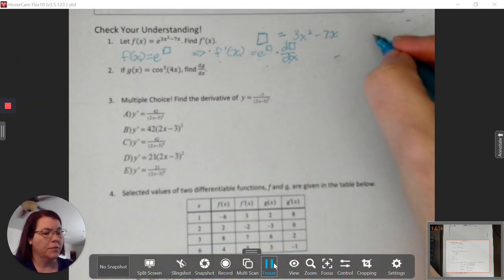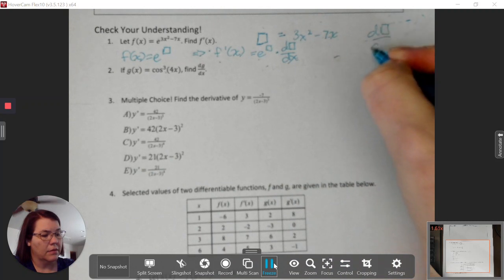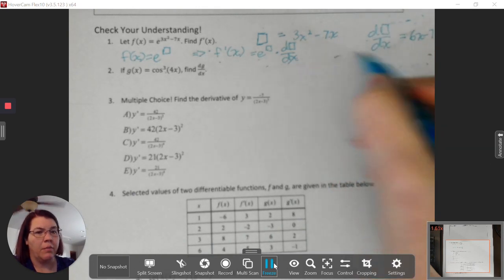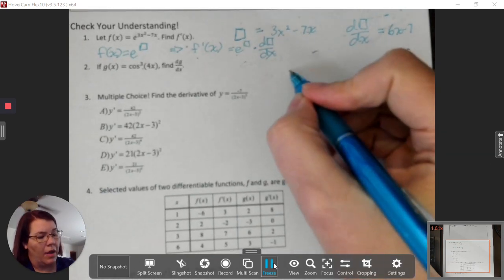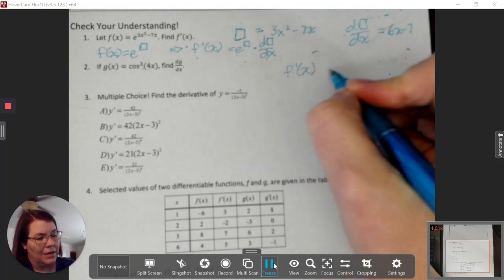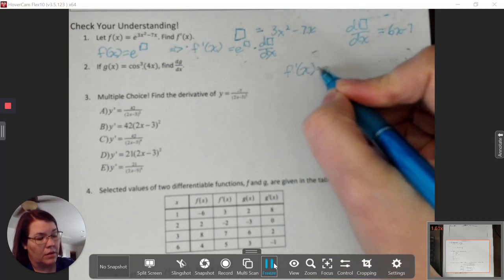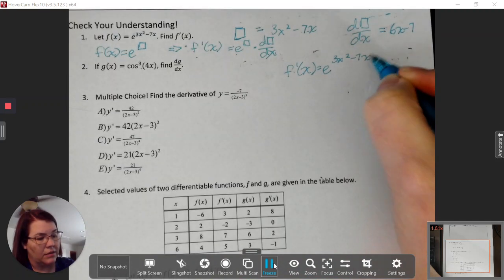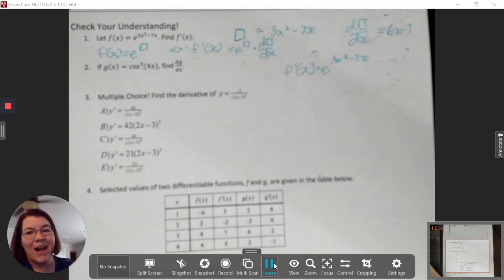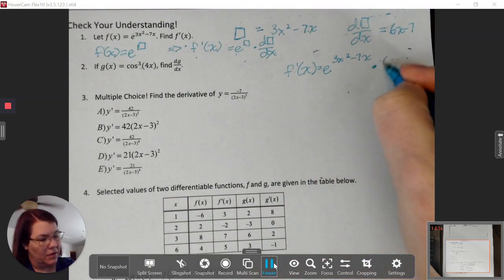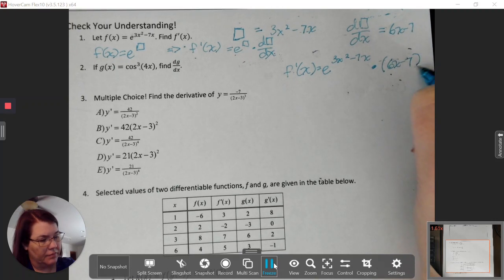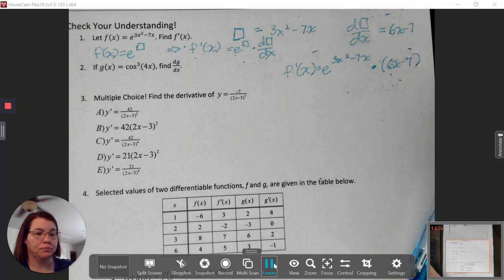Okay, so d square dx is equal to 6x minus 7. That's the derivative there, power rule. And so f prime of x is e, and we're going to substitute. So e to the square is e to the 3x squared minus 7x, times d square dx, 6x minus 7. Okay, and there's my answer.